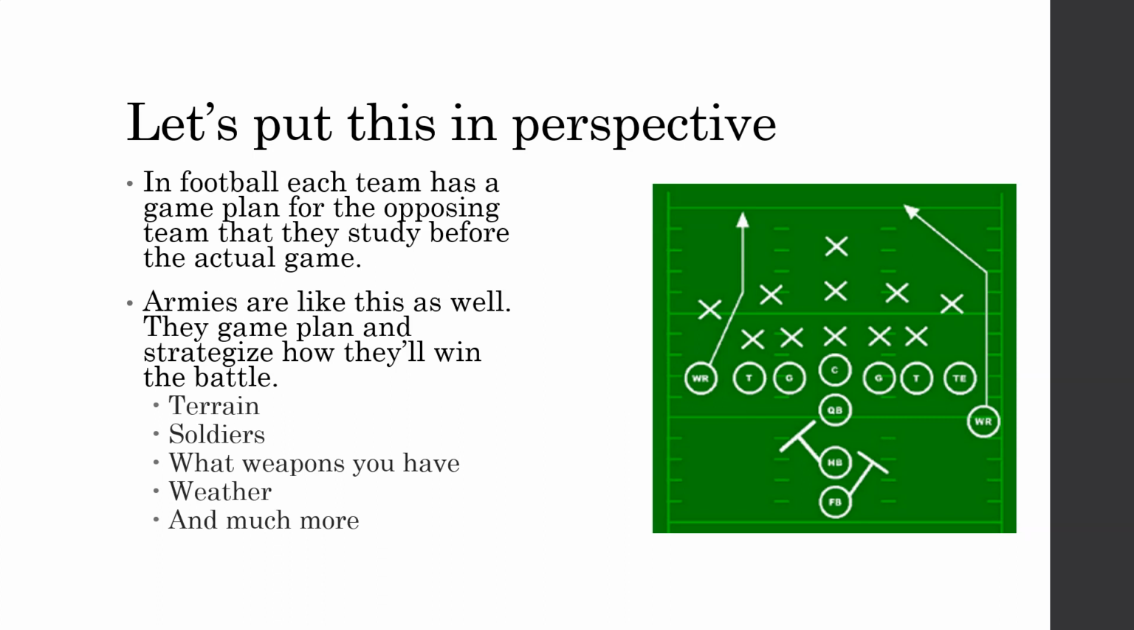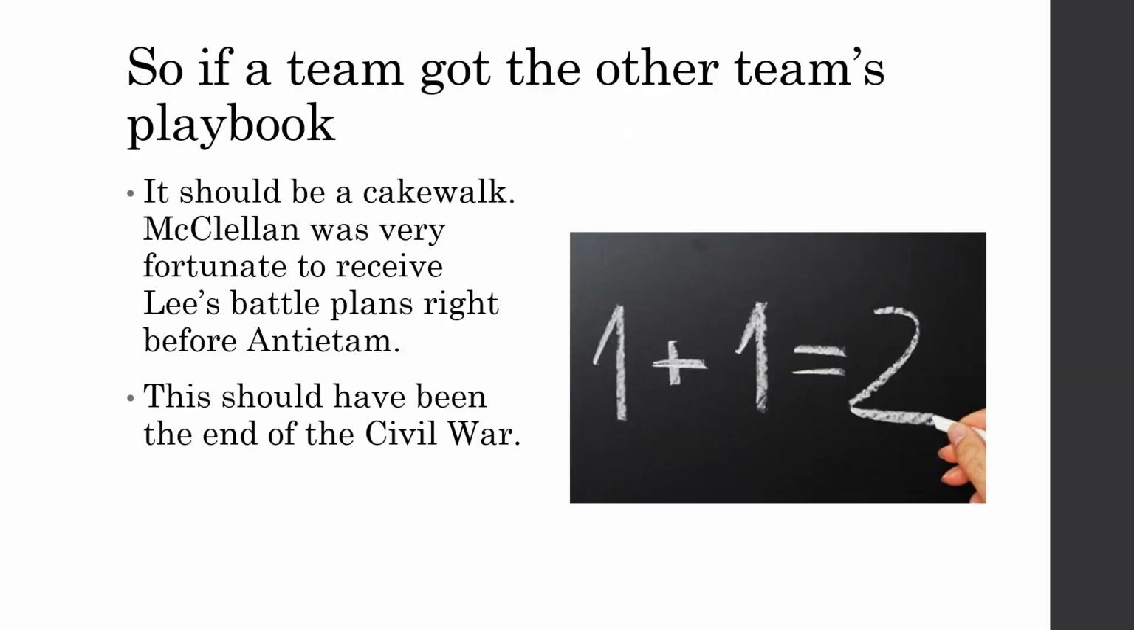But first, let's put that in perspective so we understand. Imagine if you were like in a football game. Imagine if the other team had your playbook. In the case of that situation, it's the same thing happening here with the Union in the South. McClellan literally knows all of the strategies Robert E. Lee is going to use, his call signs, how many soldiers he's going to bring, what weapons he's going to bring, all that different stuff. And if you have the other team's playbook, it should be pretty simple. You know what they're going to do in that battle, so counter it.